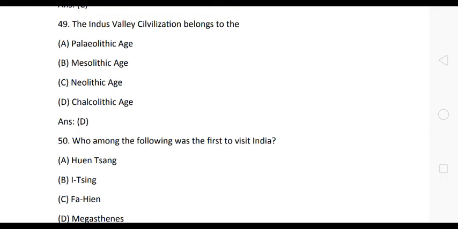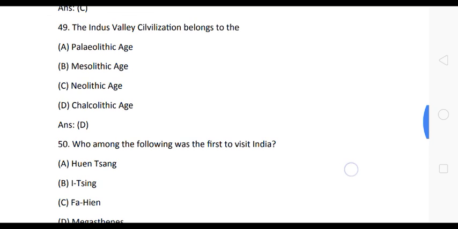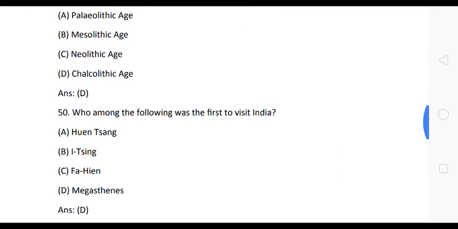The next question is, the Indus Valley Civilization belongs to the, options are A, Paleolithic, B, Mesolithic, C, Neolithic, D, Chalcolithic. But the correct answer is option D, Chalcolithic age. Indus Valley Civilization belongs to the Chalcolithic age.